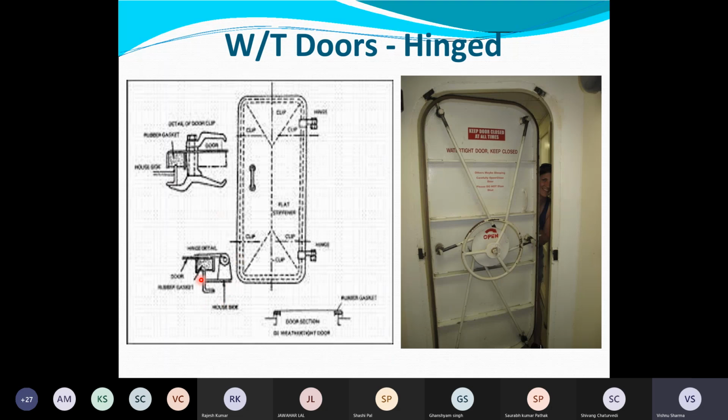Here, look, the same thing is being shown in this diagram. So this is the hinge type watertight door.